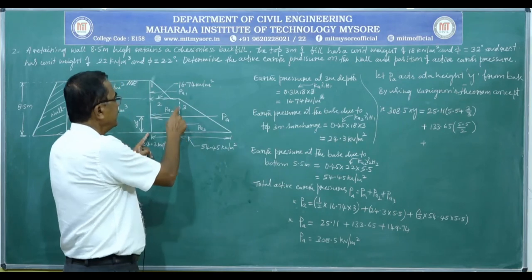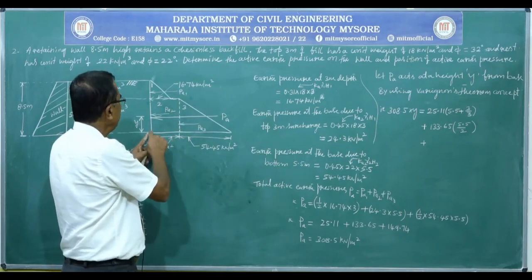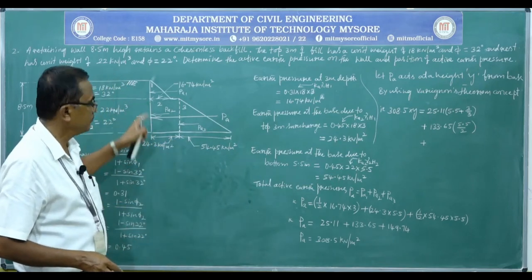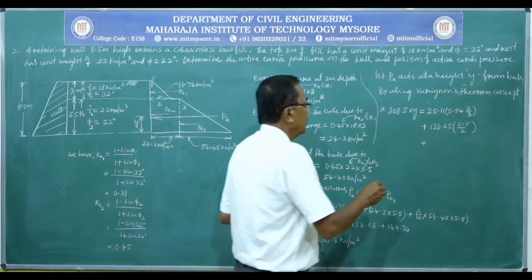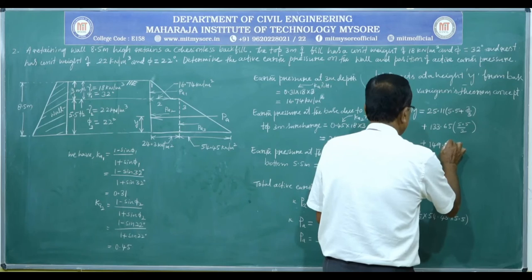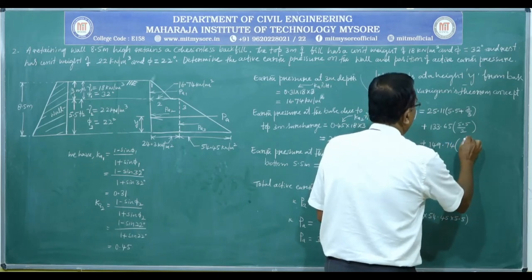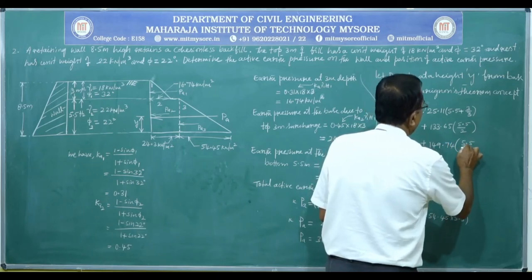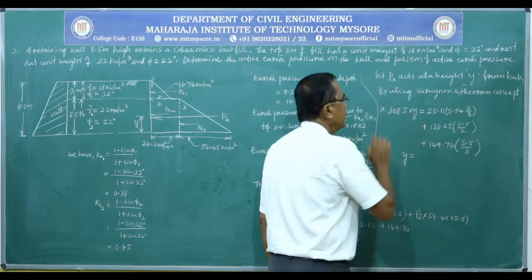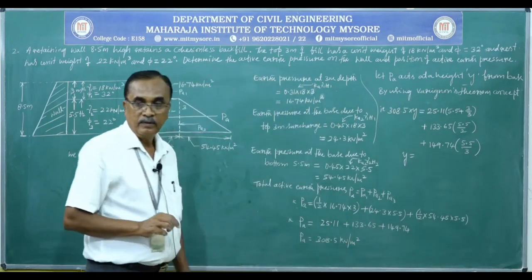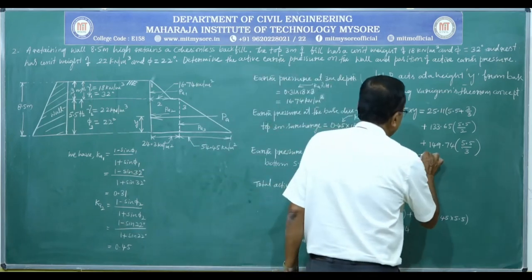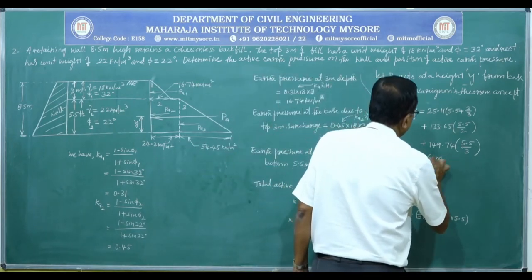PA3 is acting here from the base, it is acting at height of 1 by 3 times of 5.5, h2. So, PA3 is 149.74, that multiplied by 5.5 times of 3. So, here the only unknown is y. Solving this we will get y. Y is equal to 2.61 meter.